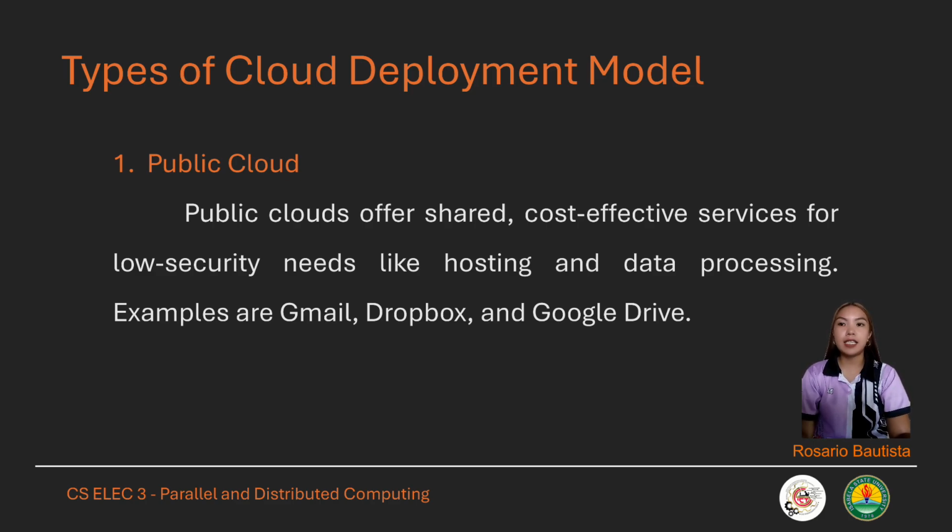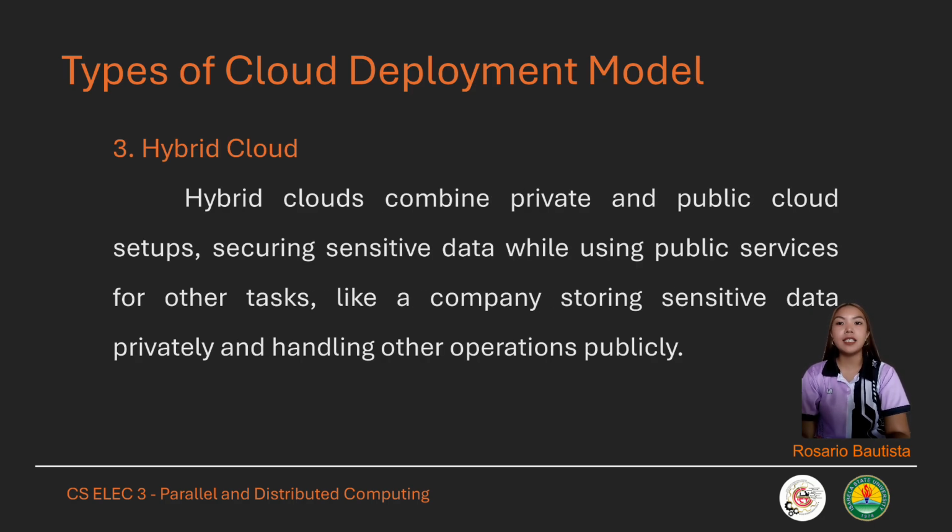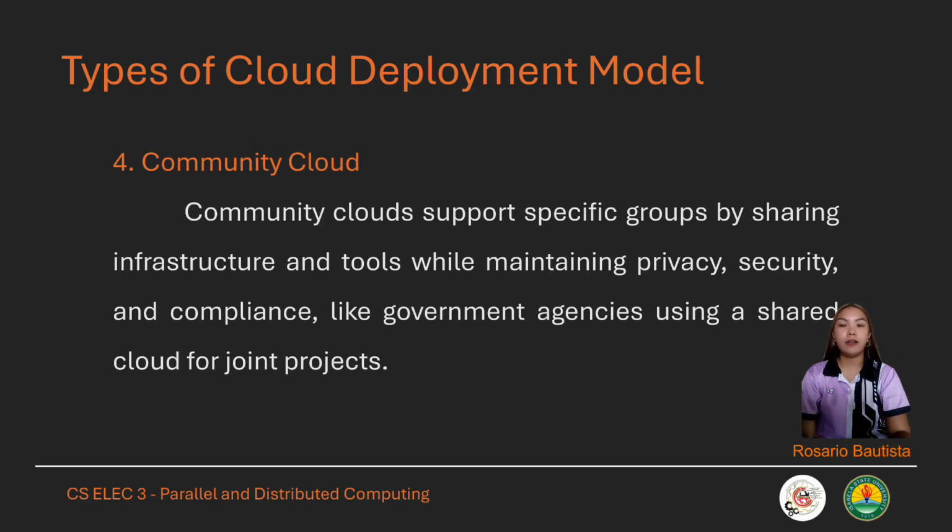The second is private cloud. It gives exclusive access for one organization and offers better security. Next is hybrid cloud. This combines public and private clouds. Sensitive data stays private and less sensitive tasks go public. And last is community cloud. This is shared by organizations with similar needs. An example is government agencies sharing a cloud for a joint project.